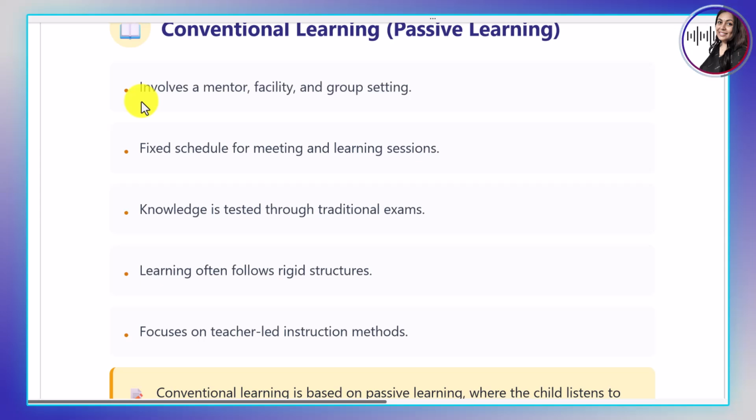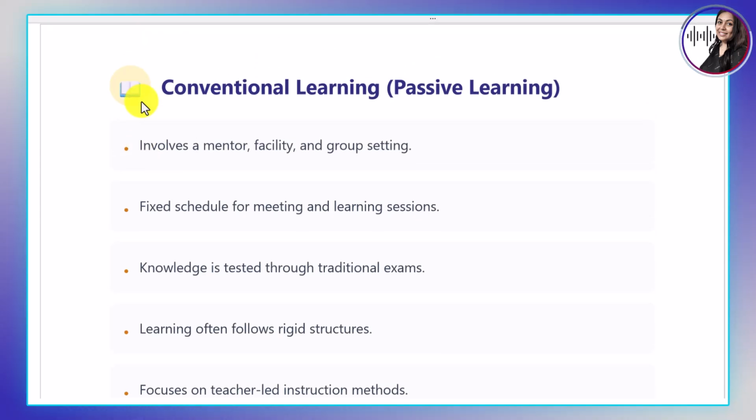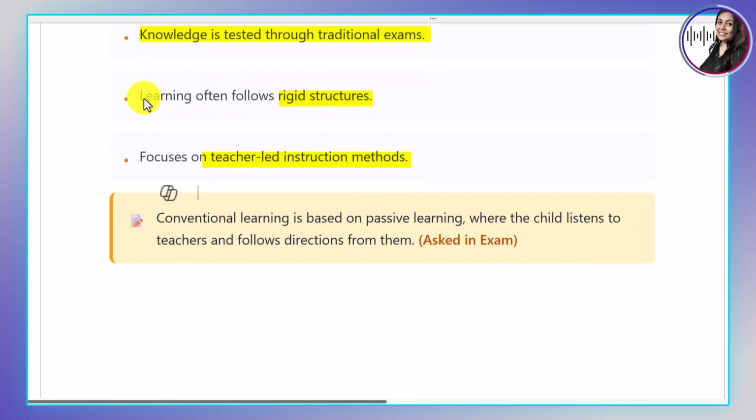In contrast to active learning, conventional learning, also known as passive learning, follows a more traditional structure. This type of learning usually involves a mentor or teacher, a physical facility such as a classroom, and a group of learners. Learning takes place according to a fixed schedule, and knowledge is commonly assessed through traditional examinations. The structure tends to be rigid, with a strong emphasis on teacher-led instruction.